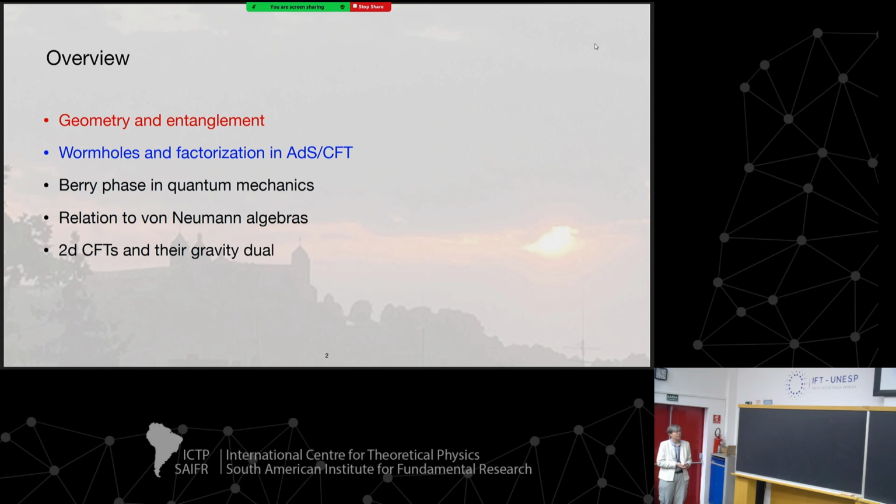And so one particular example that I'm going to consider are wormholes as related to eternal black holes, and also the question of factorization of Hilbert spaces. I will do this both for simple systems in quantum mechanics, but then also for more involved examples in the context of ADS-CFT.